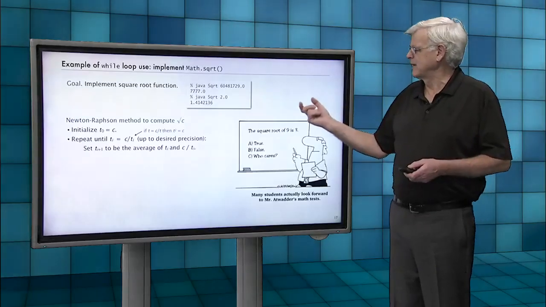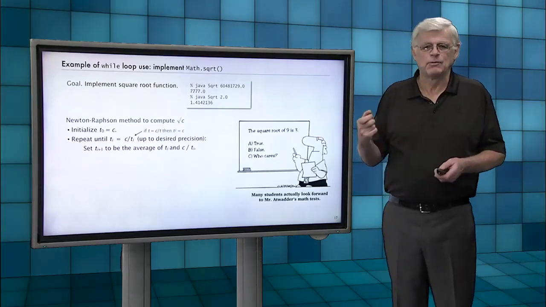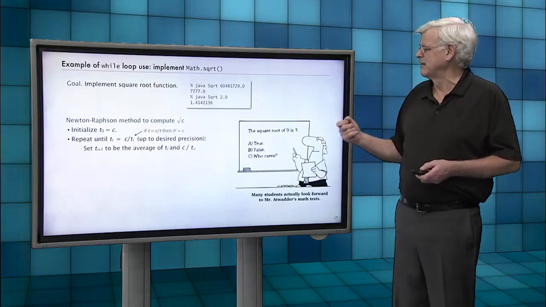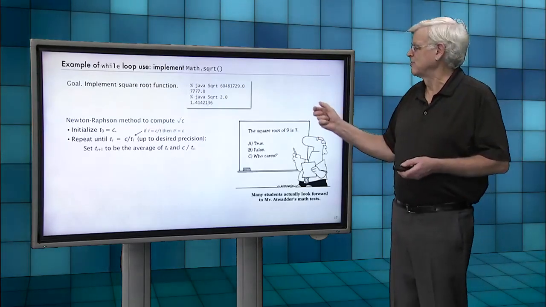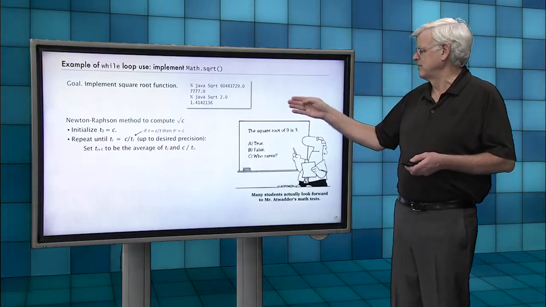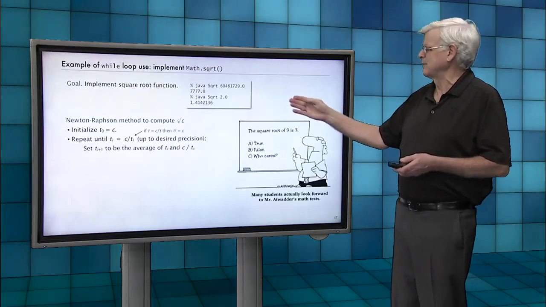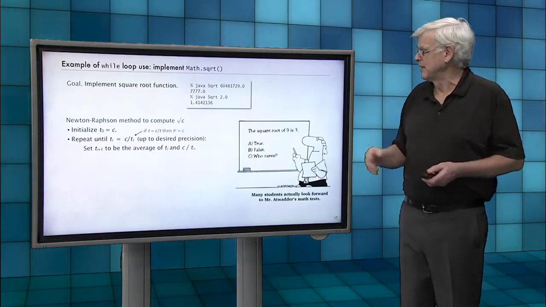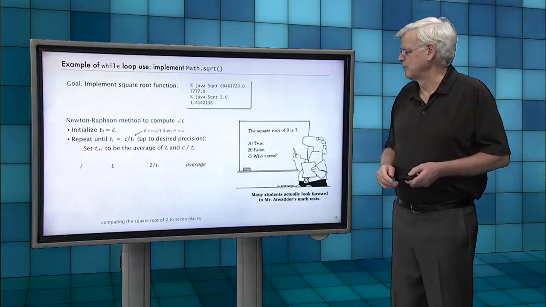We keep going until t sub i is almost equal to c over t sub i, up to the desired precision. Notice if we get them to be exactly equal, if t equals c over t, then t squared equals c, so t is the square root of c. So we're getting towards the square root of c.